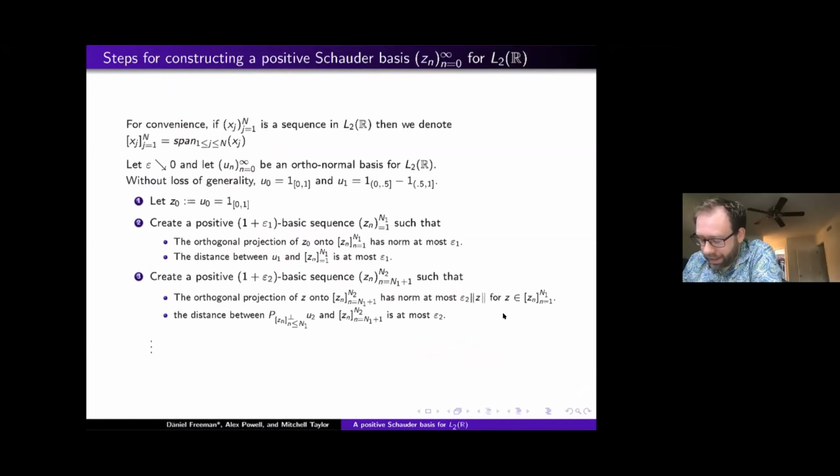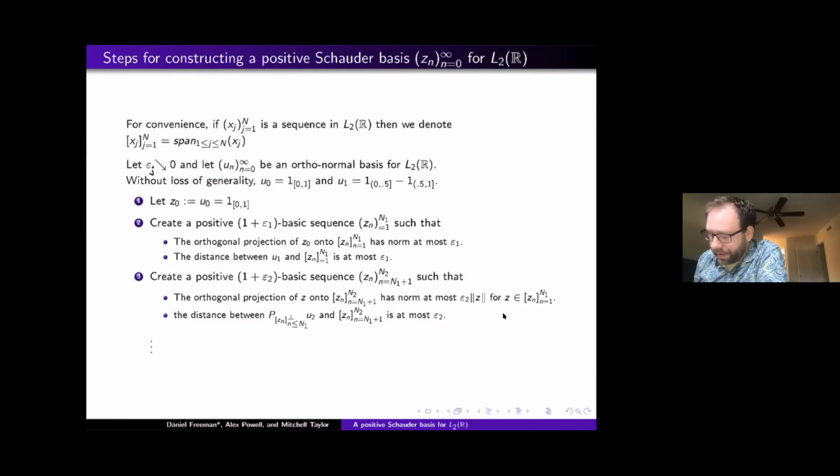And so the idea is, in order to build a basis for L2, what we'll do is take some epsilon_j, which is converging very quickly down to 0, and we'll consider some orthonormal basis for L2. Without loss of generality, we're going to make the first vector the indicator function of [0,1], and then the second vector the Haar vector, just for ease of understanding in the talk.